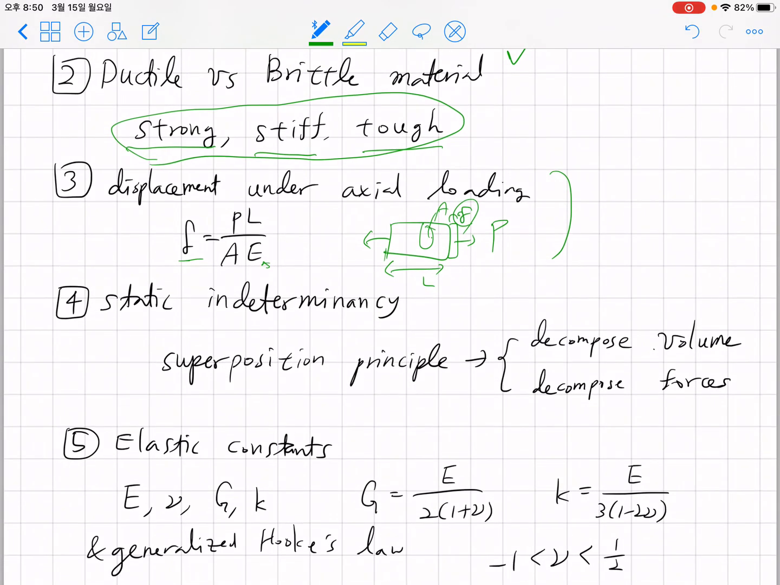Having discussed displacement under axial loading, we move on to the problem on static indeterminacy. What I mean by static indeterminacy is the problem that I cannot obtain the solution. I cannot determine the force and stress state only with statics. Okay, so because we cannot solve the problem with statics only, I mean freshman physics only, we have to think about the constraint on deformation, and then we can obtain the additional equation and we can solve the problem.